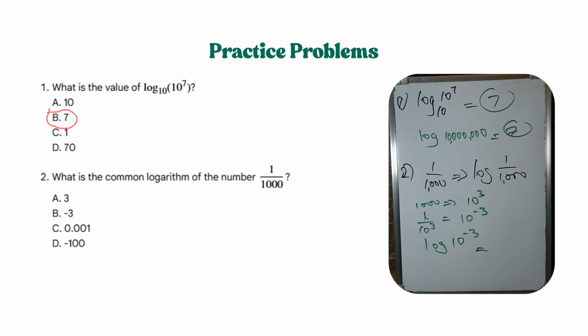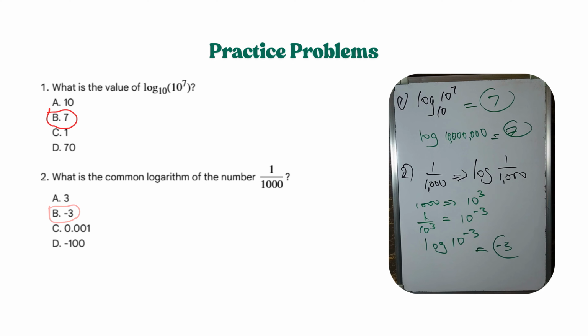Or let me say that the common logarithm is asking you how many times do I multiply 10 to get this number? Or you can say that it's asking you how many zeros follow the 1. So in this case, the answer is negative 3, because the main concept here is how many times do I multiply 10 to get this number?